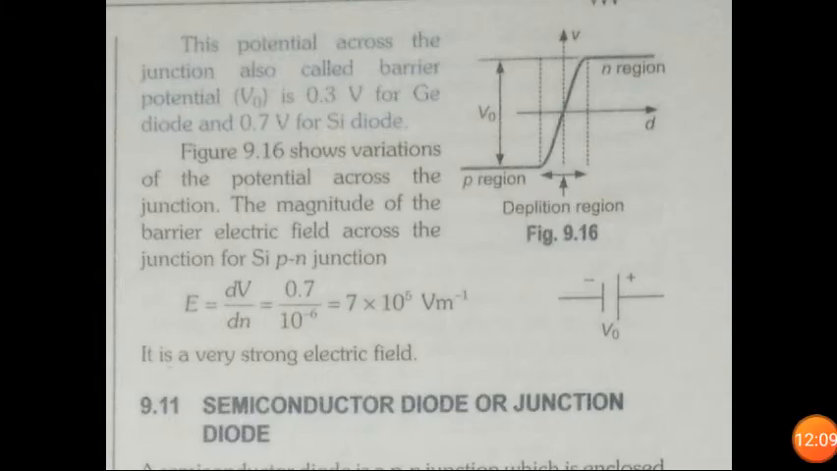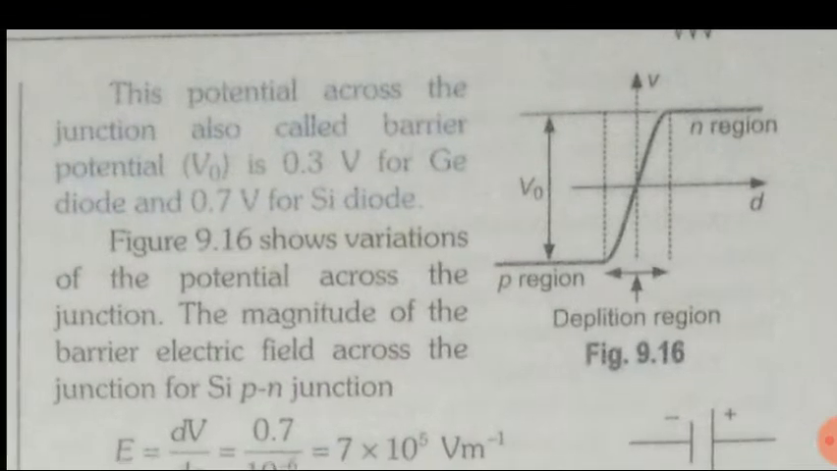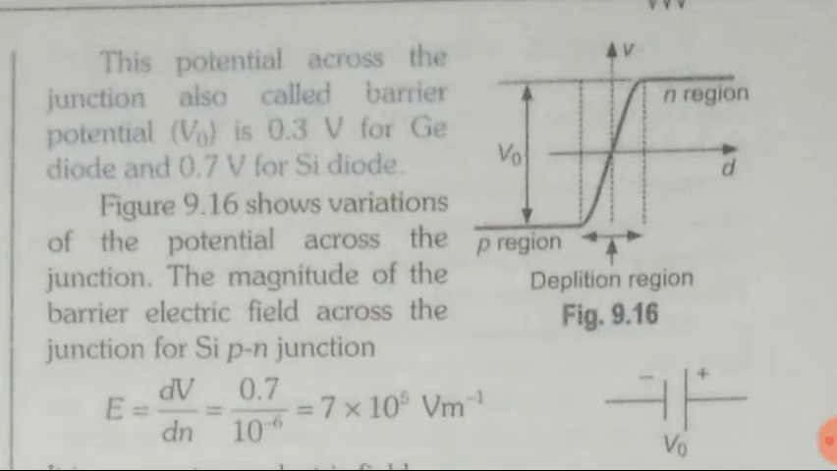The potential which is developed in that depletion region is called barrier potential, because the depletion region works like a barrier. It is 0.3 volt for germanium diode and 0.7 volt for silicon diode. Here figure 9.16 is showing the variation of potential across the junction.